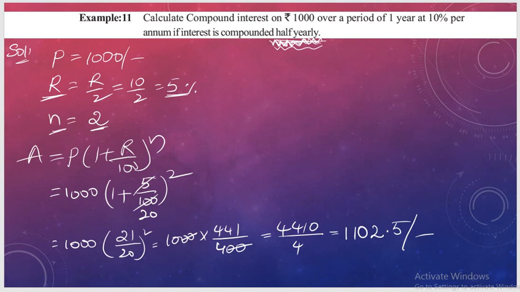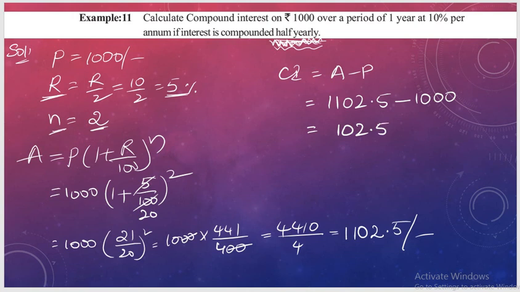Since he asked to find out compound interest, compound interest is equal to amount minus principal. So what is the amount here? The amount is 1102.5 minus 1000. So 1102.5 minus 1000 is nothing but 102.5. So this is nothing but the compound interest for 1000 rupees over a period of 1 year at 10% per annum if compounded half yearly.